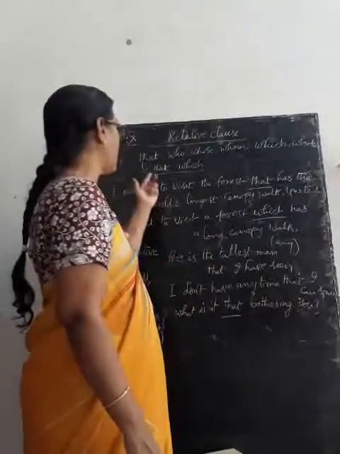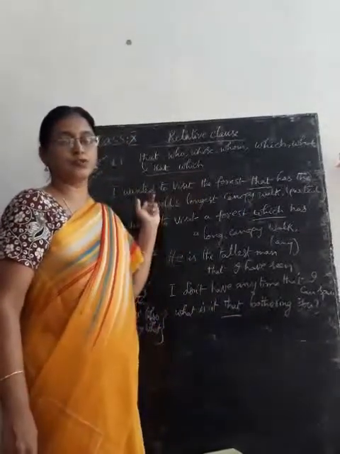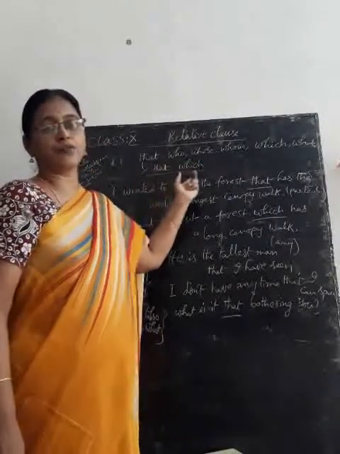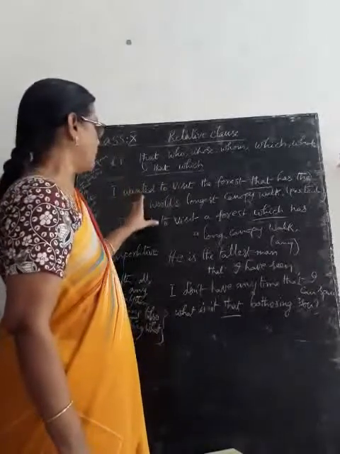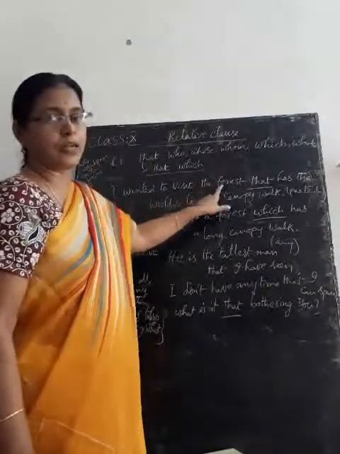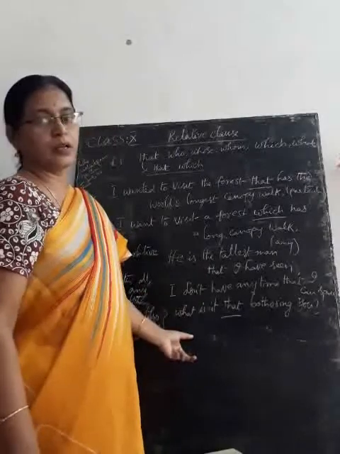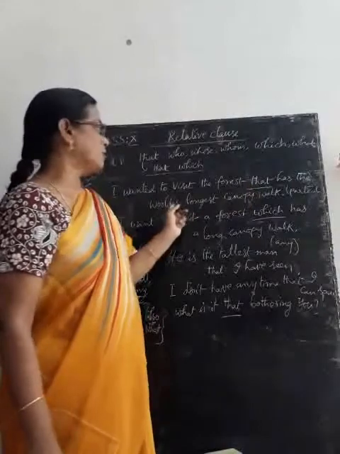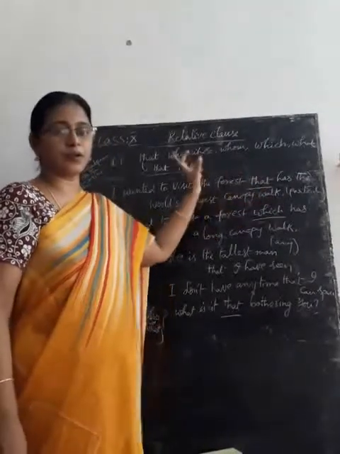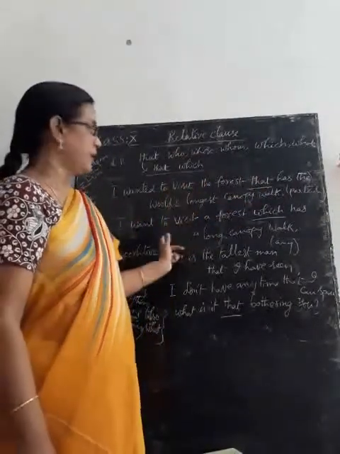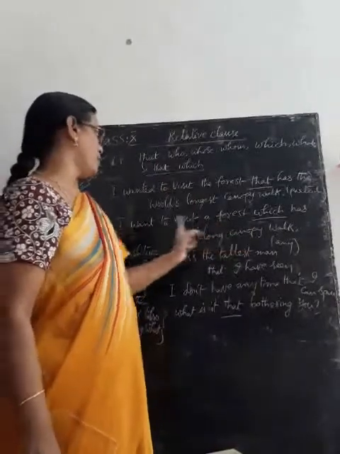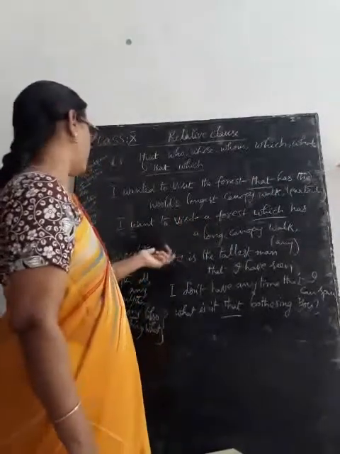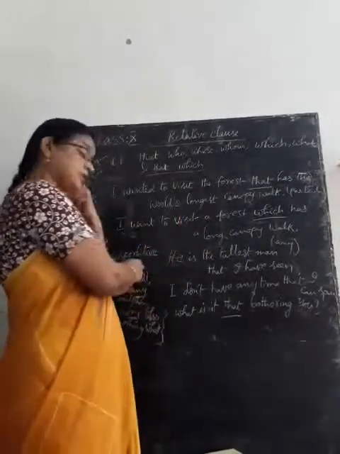In these cases we have to use that and which. Students, you should not get any confusion. Generally, that and which are used for things, and I make it separate in which case we have to use that and in which case we have to use which. I wanted to visit the forest that has the world's longest canopy walk. That means that particular forest, the particular one. Here, any forest which has a long canopy walk. I want to visit a forest which has a long canopy walk. Any one, any forest.